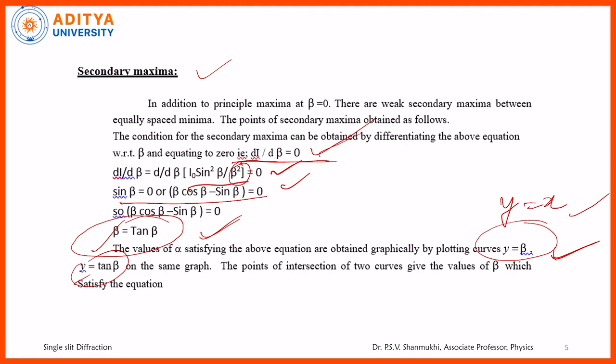And for y is equal to tan beta, you plot a graph and you will get different curves. So two graphs we get, one is a straight line, another is a curve type. The two graphs will intersect at various points. Those intersecting points will give the solutions for beta. At those beta values, we will get the maxima positions. That is our method to solve this equation graphically.